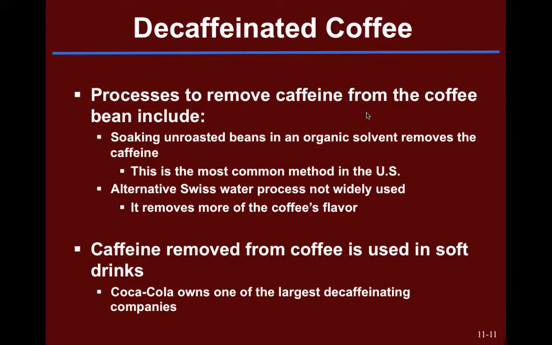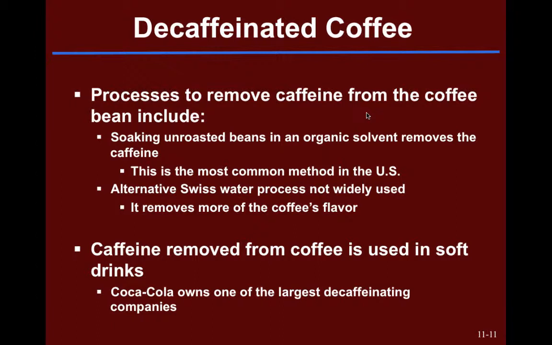Now we do run into decaffeinated coffee, so having the hot beverage without the caffeine, without the drug included. And there's a couple of different processes that are used to remove that caffeine. The first one occurs before roasting, and this is the most commonly used one. So the unroasted beans are soaked in an organic solvent that removes the caffeine. There is an alternative water process, but it is not as popular. People report that it removes more of the flavor of the coffee, so it doesn't involve that solvent process. It's just water-based, but it doesn't leave as much of the coffee flavor behind once the caffeine is removed.